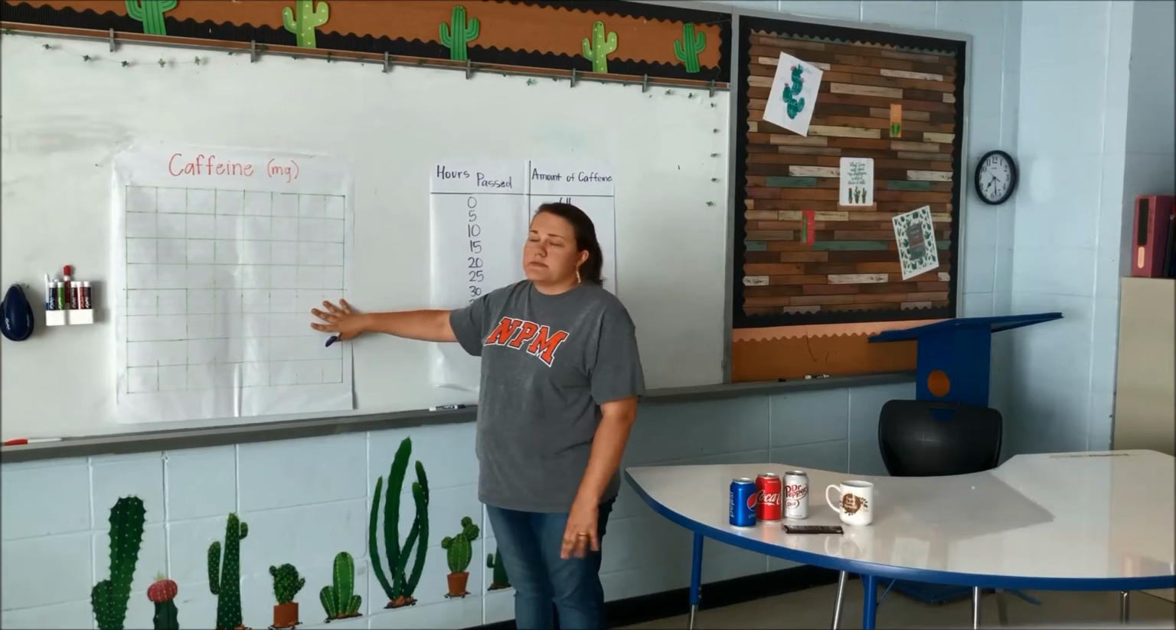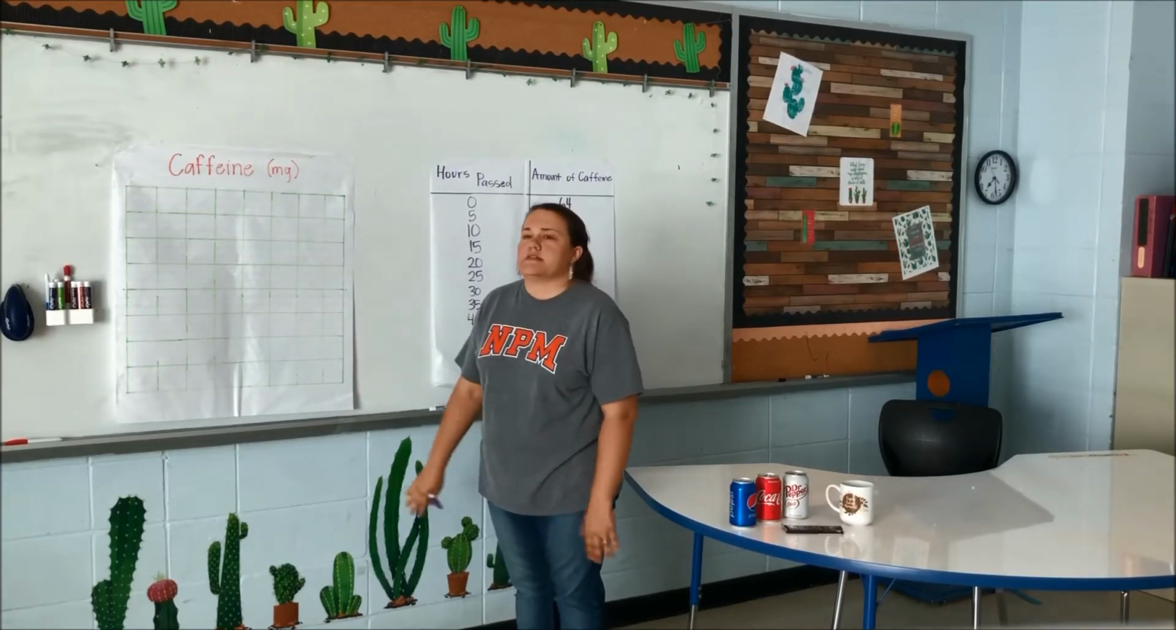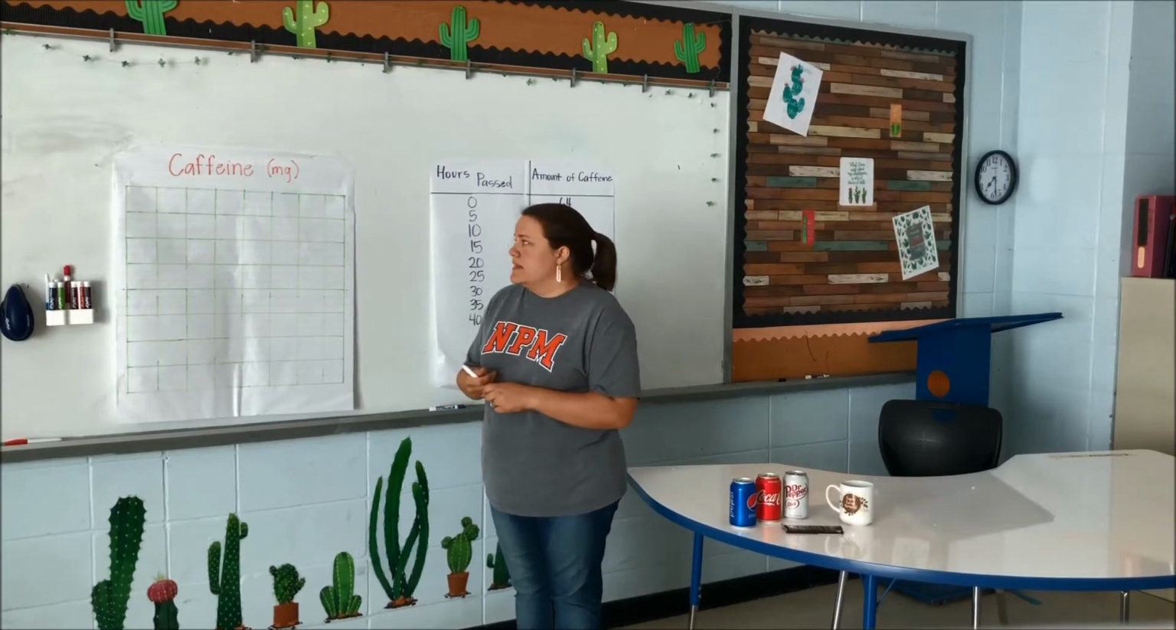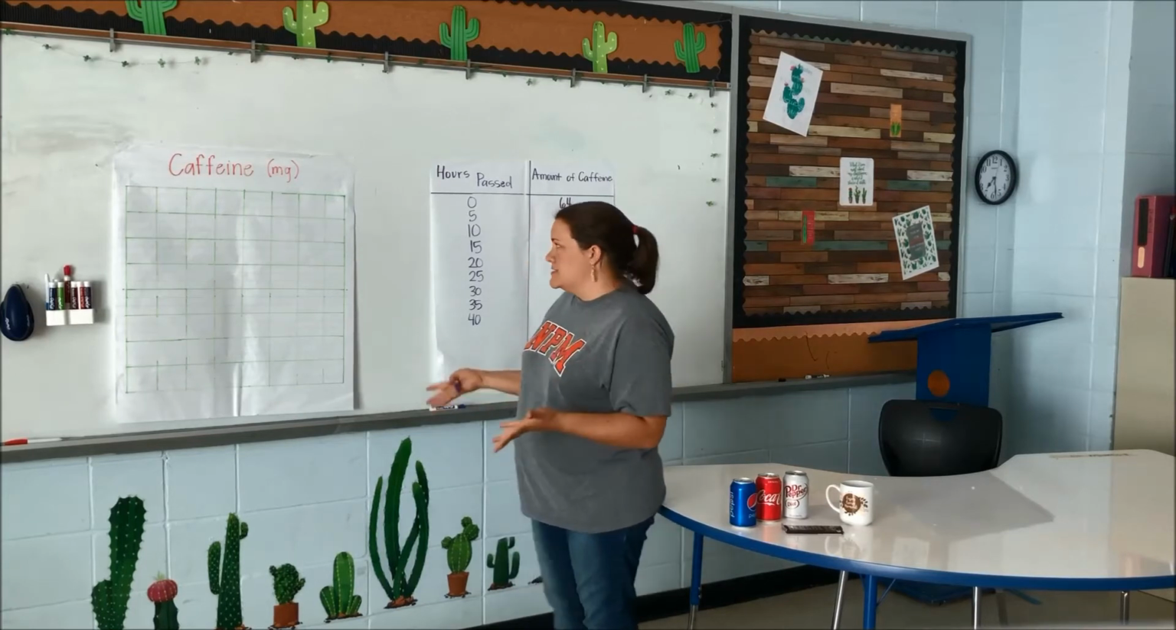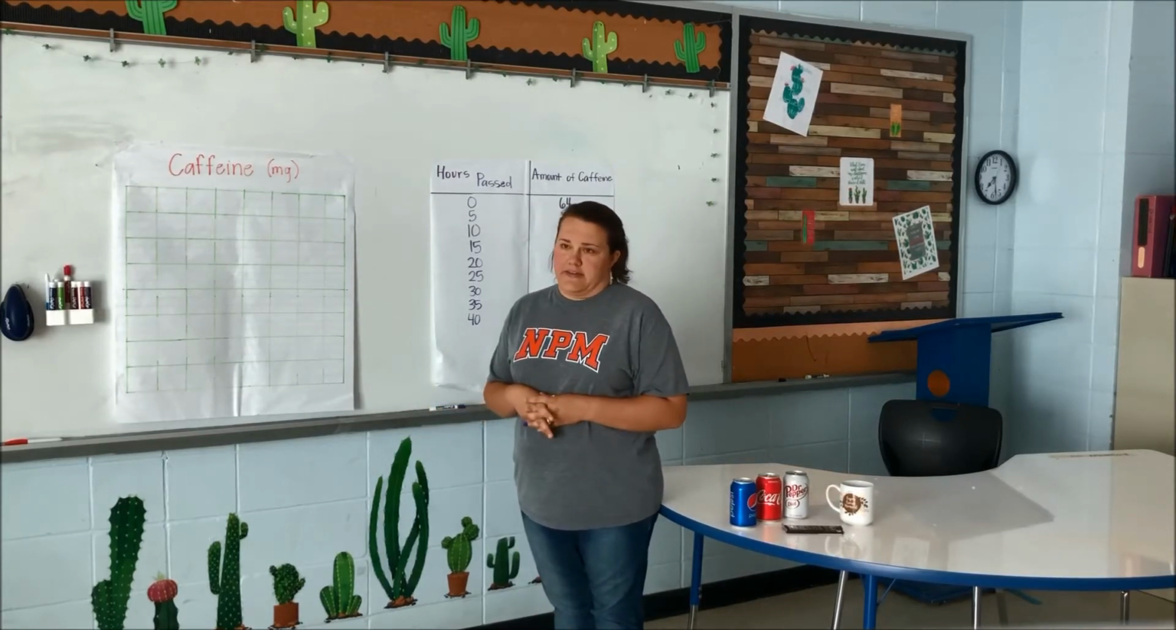So for our experiment today, we're going to start with 64 milligrams of caffeine, and every square on my paper here represents 1 milligram, so I've got 64 squares. And the half-life of caffeine is about 5 hours, so we're going to use that for our experiment today. So let's say I drink something that's got 64 milligrams of caffeine.